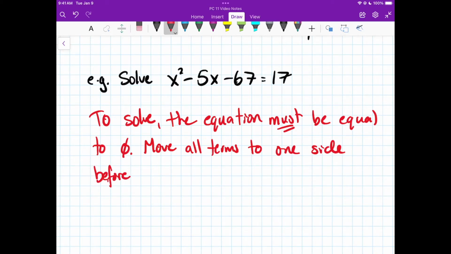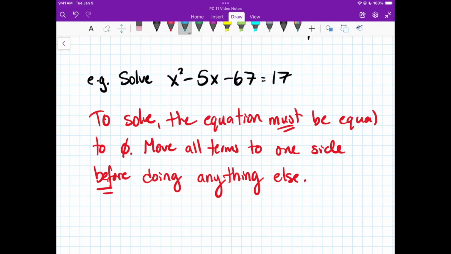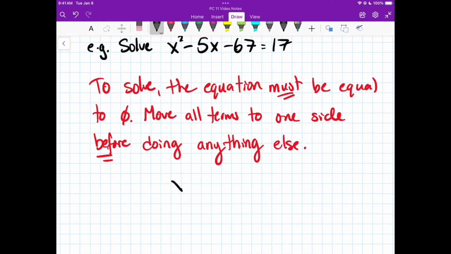Usually there will be one side that is a better choice than the other. So what I'll typically do is try to make sure I get positive x squareds. So in this case, since the x squared is already positive, I don't want to move it. I want it to stay where it is. So we're not going to move everything to the right side. We're just going to move that 17 to the left, which is going to be pretty easy to do. So we've got x squared minus 5x minus 67 equals 17. So to get rid of a positive 17, we're just going to do a negative 17.